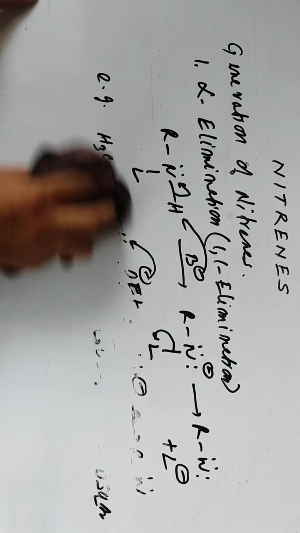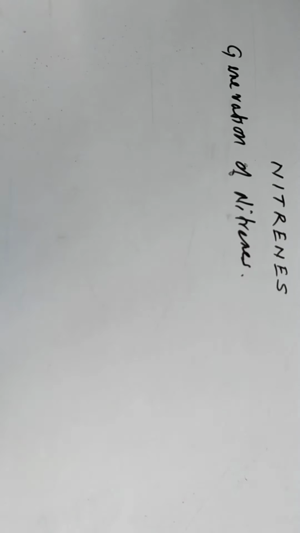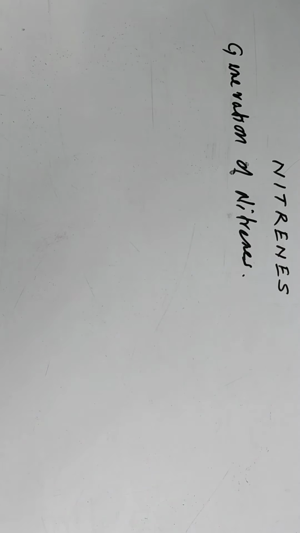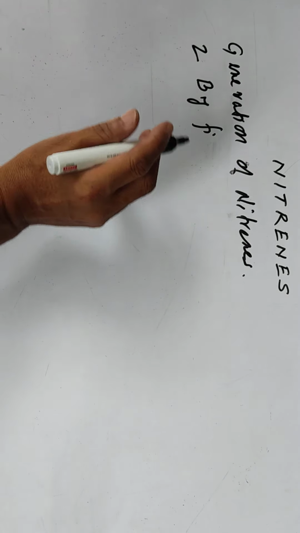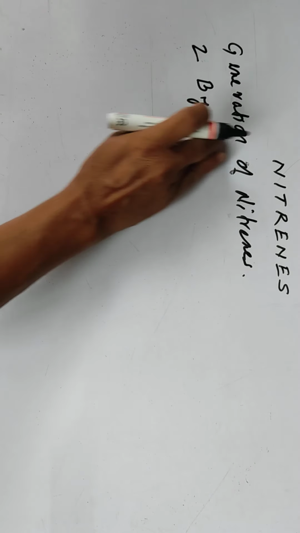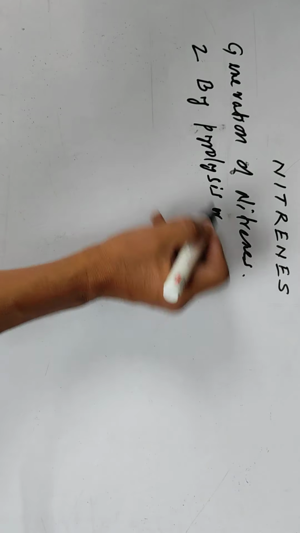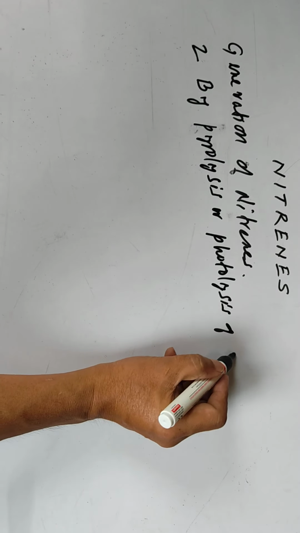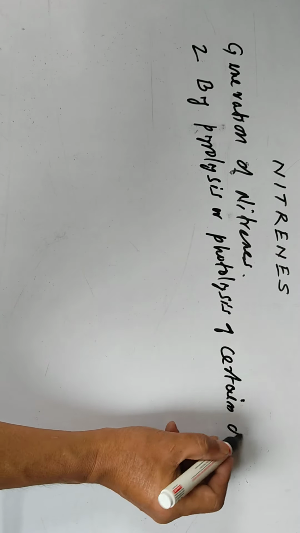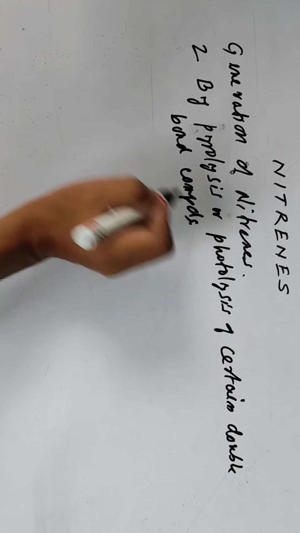Next, the second method. Nitrenes can also be obtained from certain double bond compounds by fission, by pyrolysis, that is by heating, or by photolysis of certain double bond compounds, just like the earlier cases in carbenes.